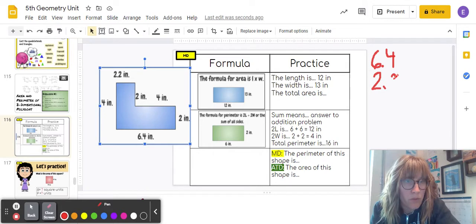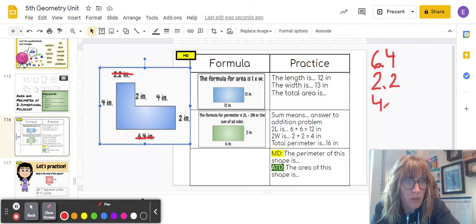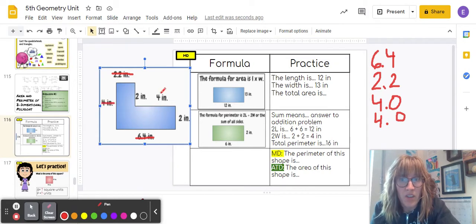So we have 6.4 and 2.2, and I'm just looking for the ones in my mind. I'm looking for the ones that have decimals in them, and then I have 2 4s. And I'm just going to make it 4.0 and 4.0 so that they all are in the same formatting, and we have 2 and 2. I'm just going to make that a 4. I'm going to add those right here.